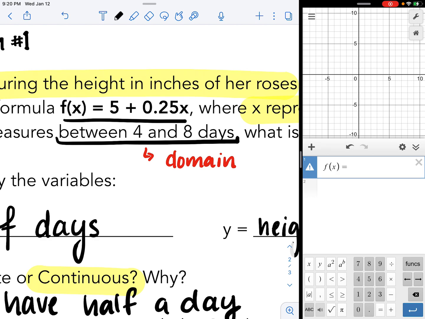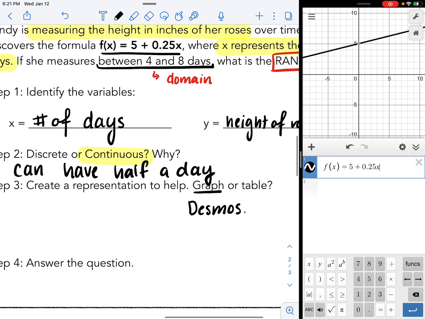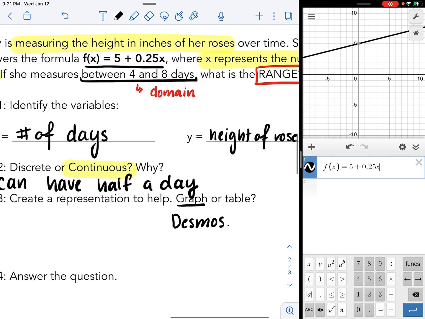f of x equals 5 plus 0.25 x. And we're going to look at it in a second. I'll make it bigger. But let's go ahead and take a peek.